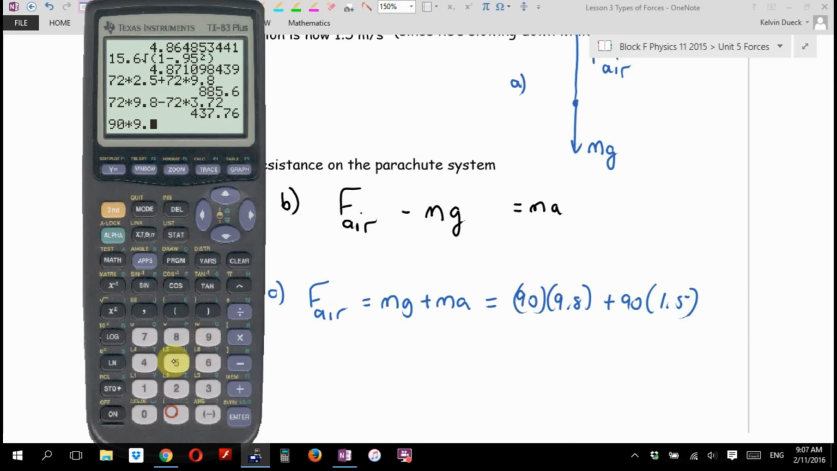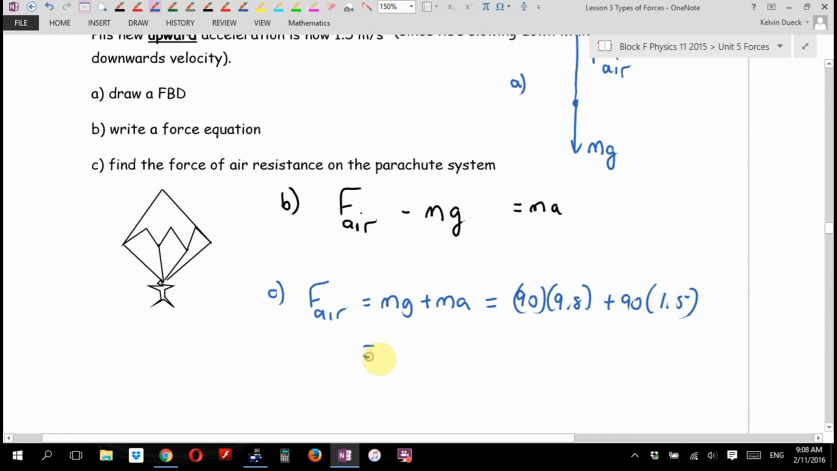90 times 9.8 plus 90 times 1.5. 1,017. I said 1,024. Yeah. Oh, geez, do it. 1,017. You know what? Let's go to 3 sig figs. How about 1,020 newtons? And then I was technically right.